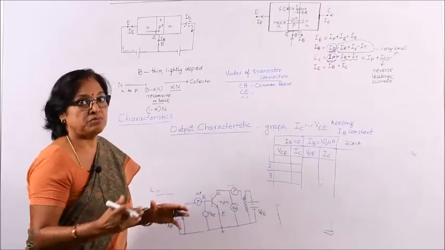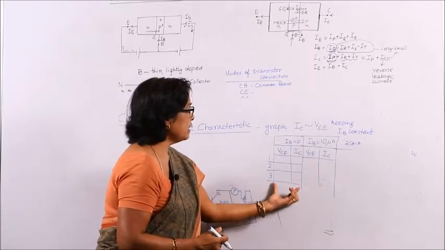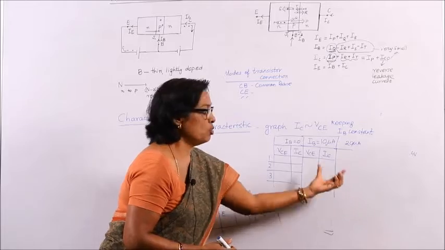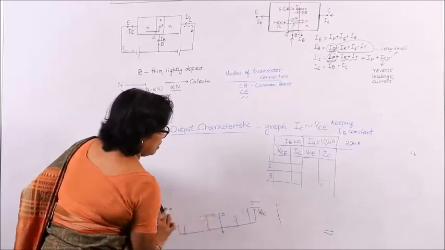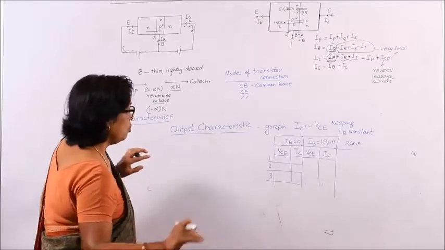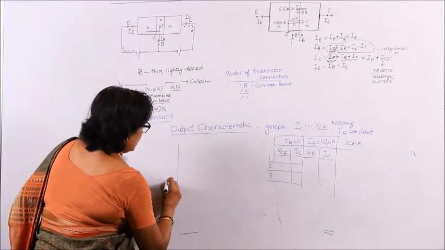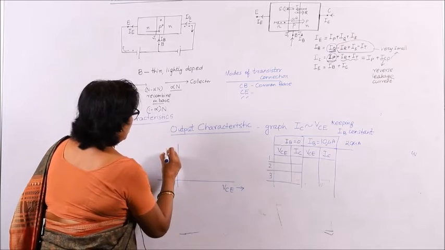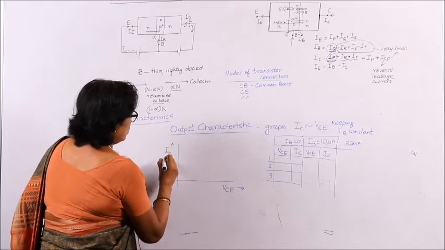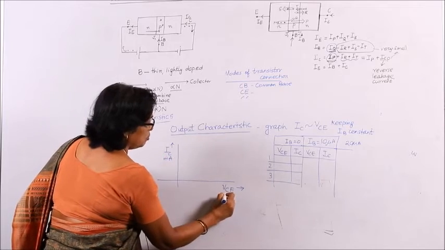So, there will be many graphs you can draw. This will give you one graph, this will give another graph and so on. A set of graphs can be drawn for different values of base current. So, the graph will be something like this. This is collector emitter voltage on x axis and collector current on y axis. This is in milliamperes, this is in volts.